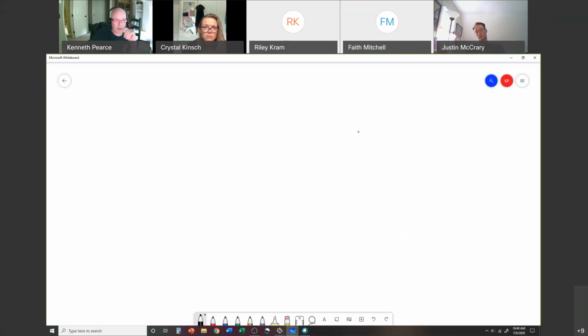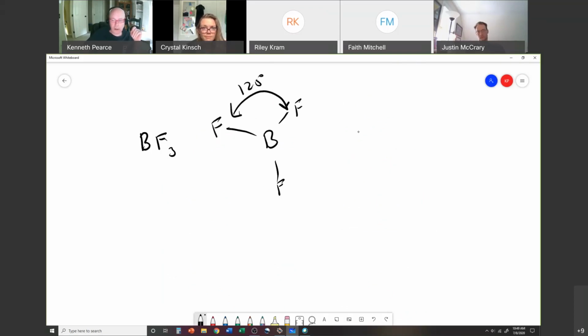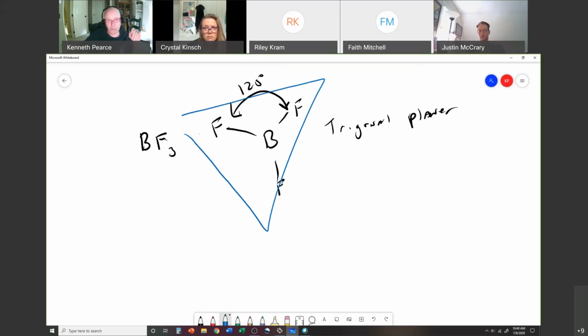All right, so like this guy right here, this linear one is going to flop around 180, and if we were to take something like boron trifluoride, we would actually end up with something that looks like this. And the bond angles would end up being about 120 degrees. Okay? And we would call this trigonal planar. It's a triangle. It sits in the plane. See the triangle here? It's a triangle. It sits in the plane.